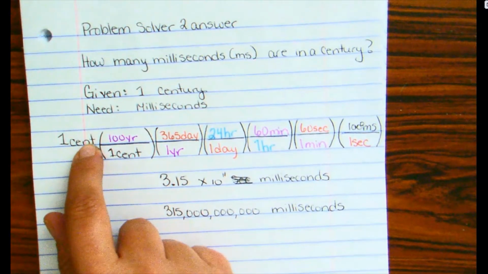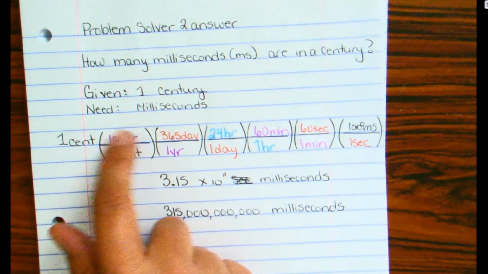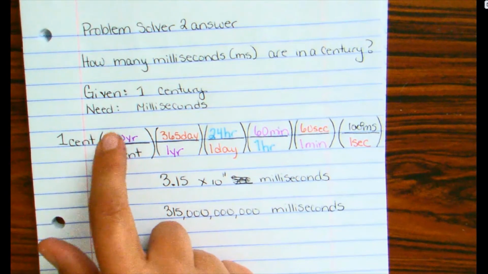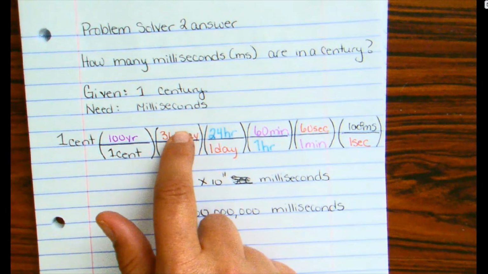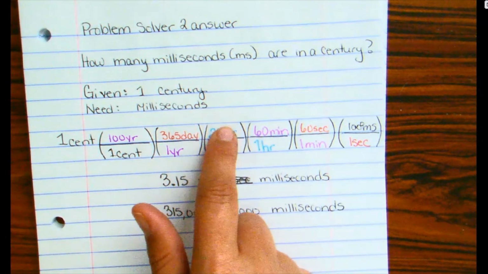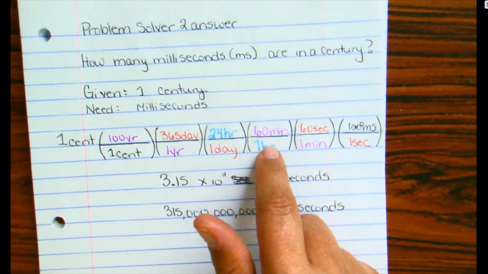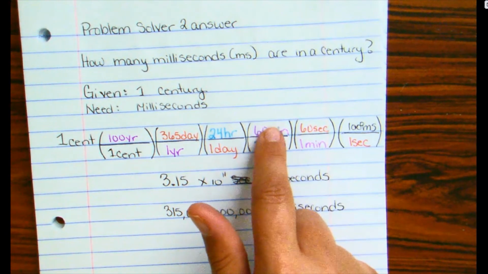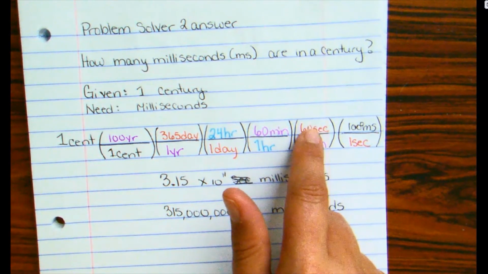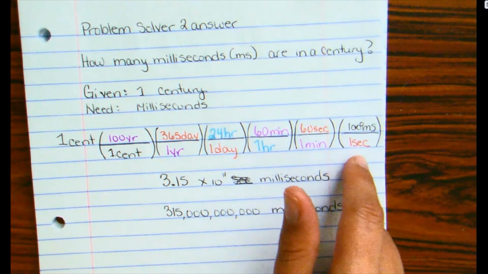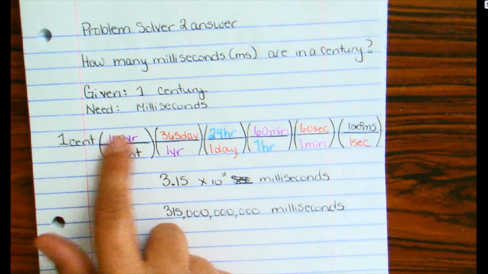1 century is equivalent to 100 years. You put the 100 years on top because you're crossing off centuries. Years can go to days: for every 1 year, 365 days. Days can go to hours: 1 day, 24 hours. Hours can go to minutes: 1 hour, 60 minutes. Minutes can go to seconds: 1 minute, 60 seconds. Seconds can go to milliseconds: 1 second, 1,000 milliseconds.